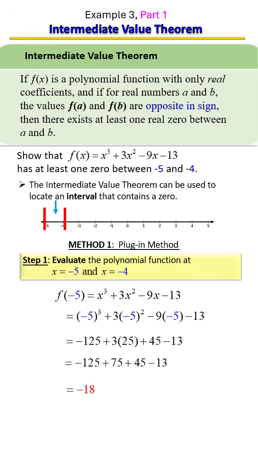Notice here my output is -18. Now, when I go back to plug in the -4, it needs to be a positive output. If it's not a positive output, then there's no zero between these numbers. But if there is a positive output, then yes, there is at least one zero between these two numbers.